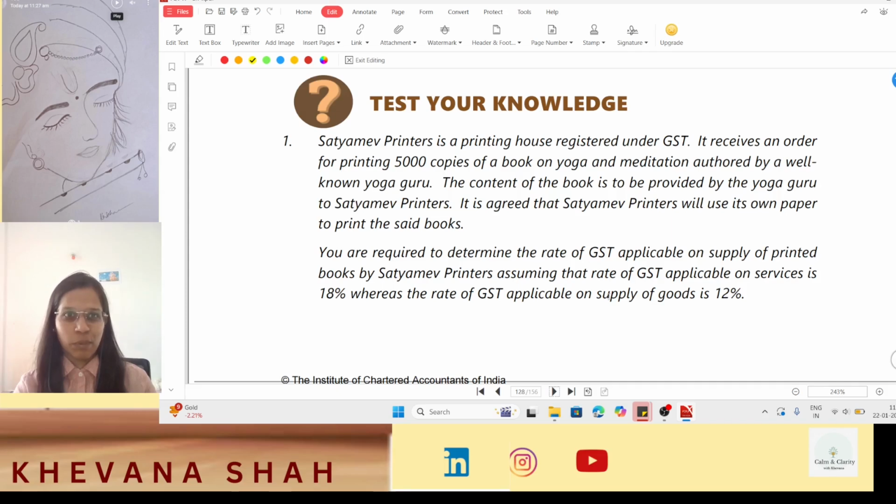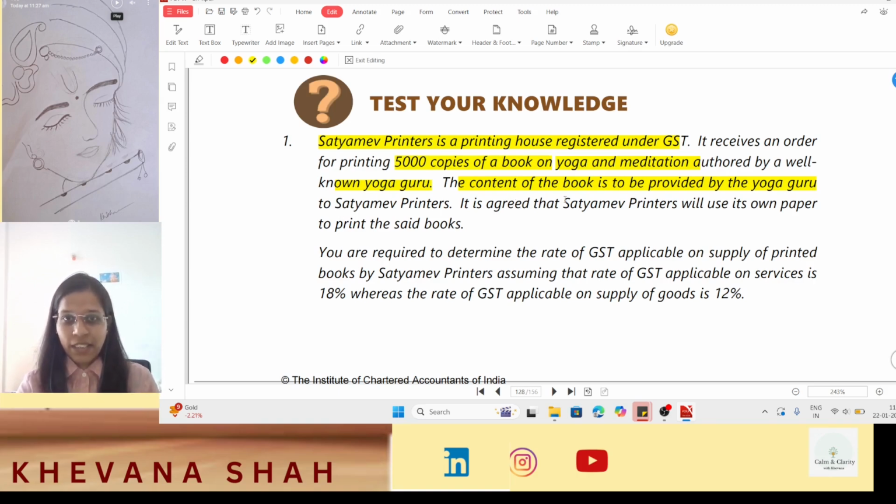So moving on to question number 1. It says, Satyamev Printers is a printing house registered under GST. So Satyamev Printers is a registered person. It receives an order for printing 5,000 copies of a book on yoga and meditation by a well-known yoga guru. The content of the book is going to be provided by the yoga guru. So you have to see here that the content is of more importance. Content is being provided by the supplier, so it's a supply of services of the contents of the book.